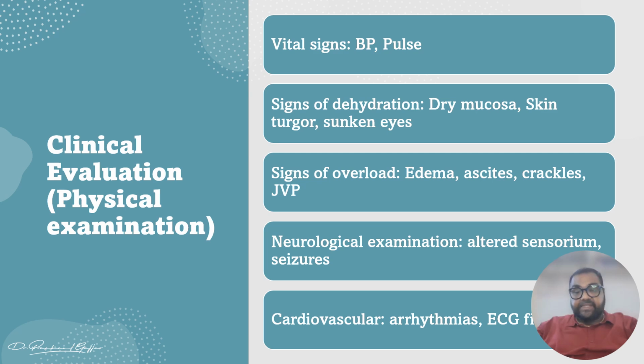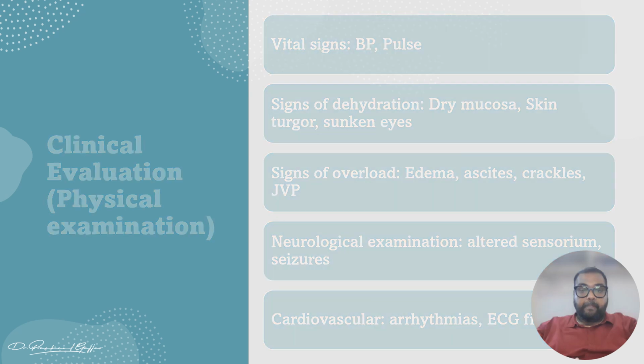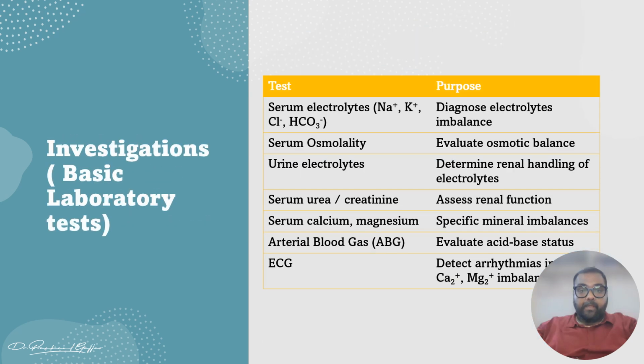Which investigations do we have to perform to rule out what may be the cause of the water imbalances and the electrolyte imbalances, right? So for basic laboratory investigation, we will get blood tests. So we will get serum electrolytes: sodium, potassium, chloride and bicarbonate. From that serum electrolyte we will know the electrolyte imbalances.